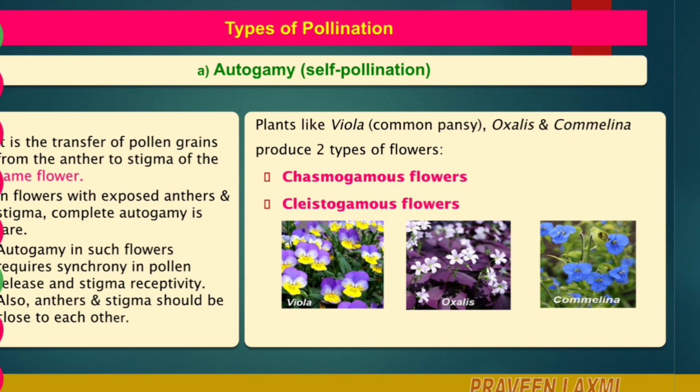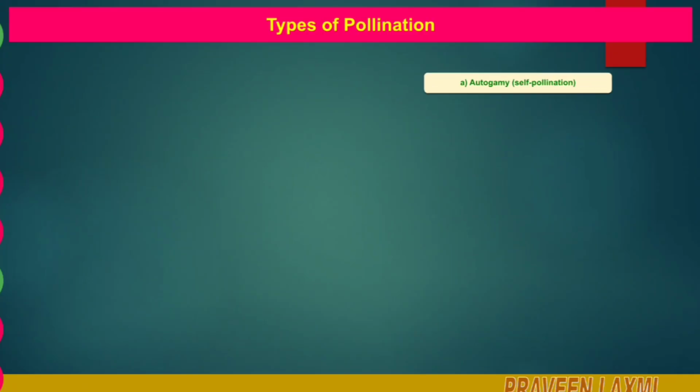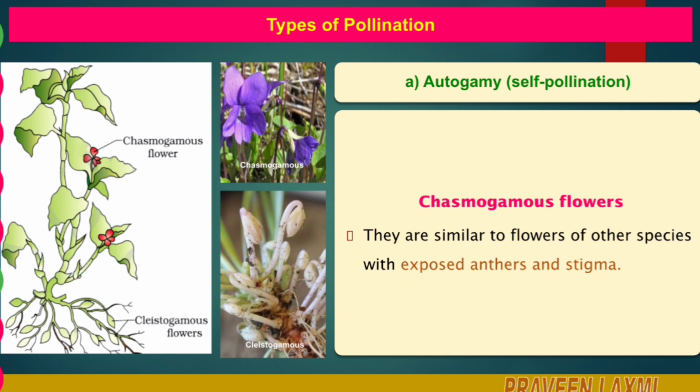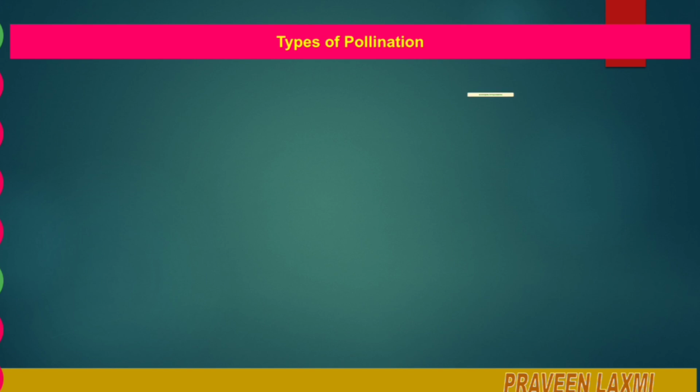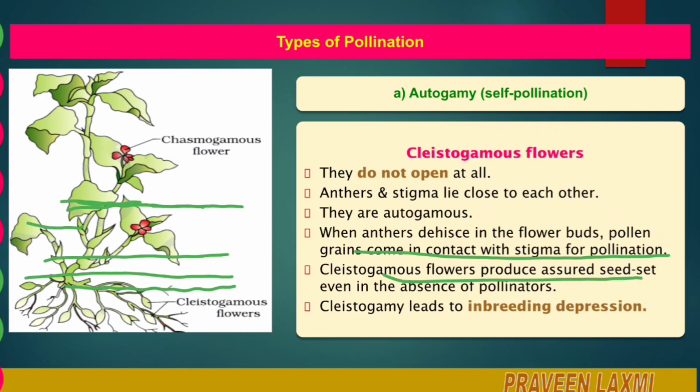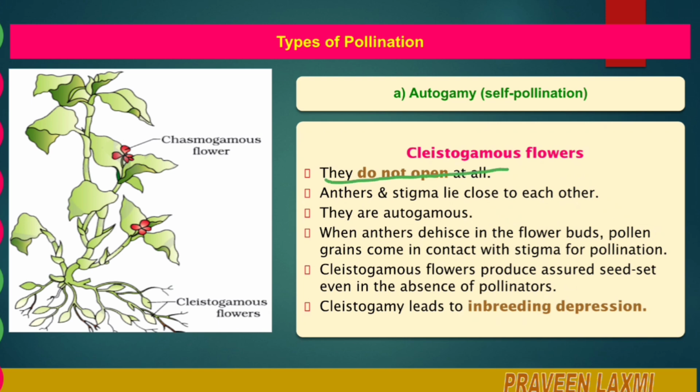Now what are chasmogamous flowers? Chasmogamous flowers are similar to the flowers of other species, with exposed anther and stigma. So in a chasmogamous flower, the anther and stigma will be exposed, or we can say it is an open type of flower. So chasmogamous is an open type of flower. Now what is cleistogamous? Cleistogamous flowers do not open at all. So it is the type of flower which does not open. Here you can see these are the chasmogamous flowers and these are the cleistogamous flowers.